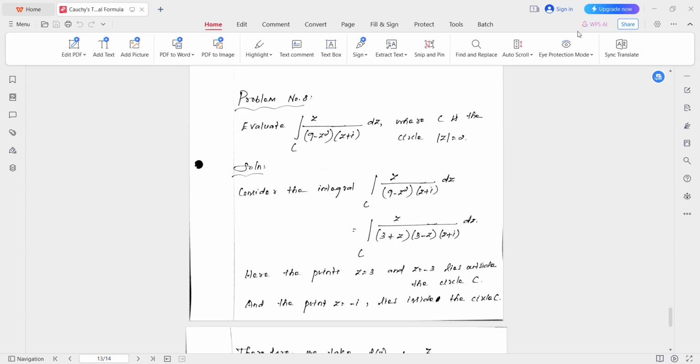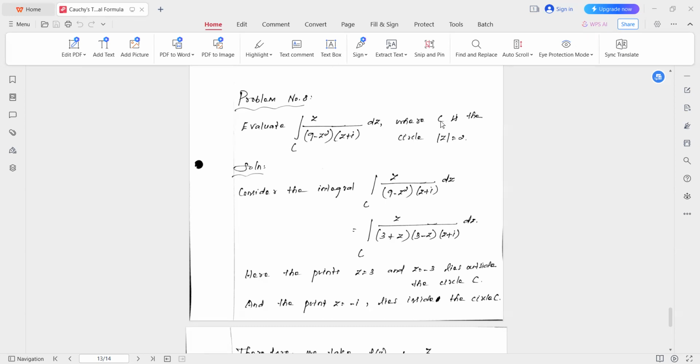Let us see how we have to evaluate this integral value. The given integral is the integral over C of z by (9 minus z square) into (z plus i), where C is the circle, modulus of z equal to 2. Here 9 minus z square is not a linear equation, so we are converting it into linear factors. 9 minus z square can be written as (3 minus z) into (3 plus z).